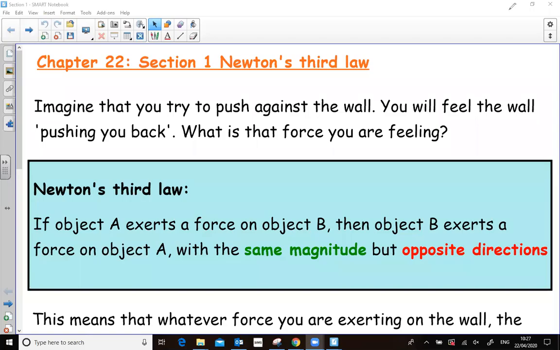Hi everyone, today let's move on to look at chapter 22, section 1, Newton's third law. So in the last chapter, we already looked at Newton's first and second law. So let's look at the last one.